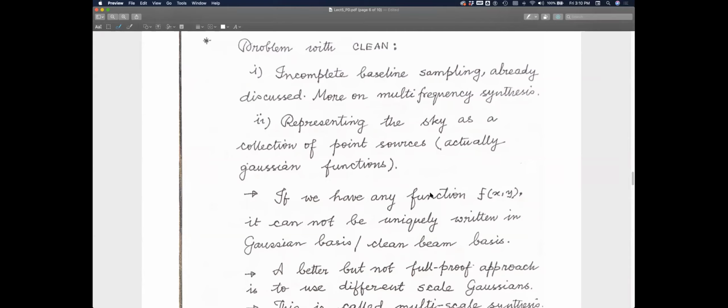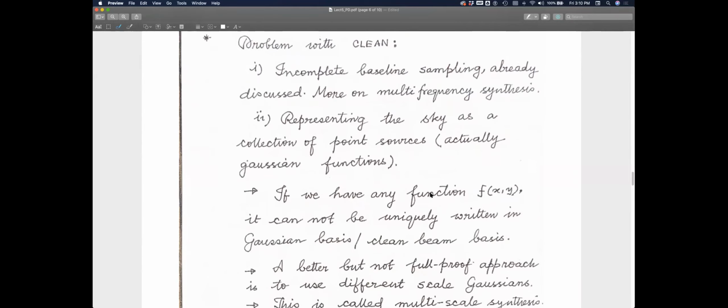But remember that CLEAN itself also tries to represent the sky as a collection of point sources. Now, the sky may be a collection of point sources only, then this is a very good representation. And actually, when you say point sources, remember that at the last step of CLEAN, you use the clean components, convolve them with a Gaussian, and then that is how you produce the image.